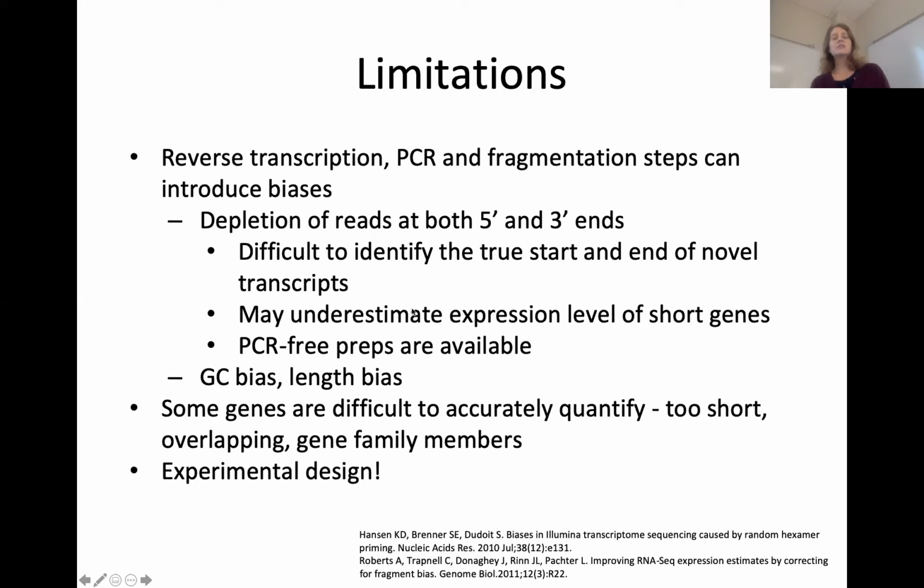Also, you can get some depletion of short transcripts. If the gene itself is very short and the transcript is short, you can get underestimated expression levels of that. And one of the ways to combat some of these things is to try to do a PCR-free prep. So if you are not limited by quantity or quality of RNA, if you can generate a lot of really good RNA, you can try a PCR-free prep, and that can make your sequencing a lot more accurate. You can also see some GC bias and some length bias. So just things to be aware of.